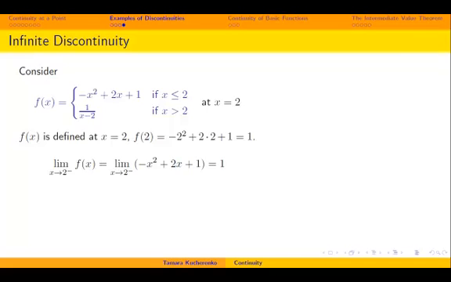The left-hand limit of f at 2 is the limit of -x squared plus 2x plus 1 as x approaches 2 from the left, which is 1. Since the left-hand limit coincides with the value of the function, f is left continuous at 2.